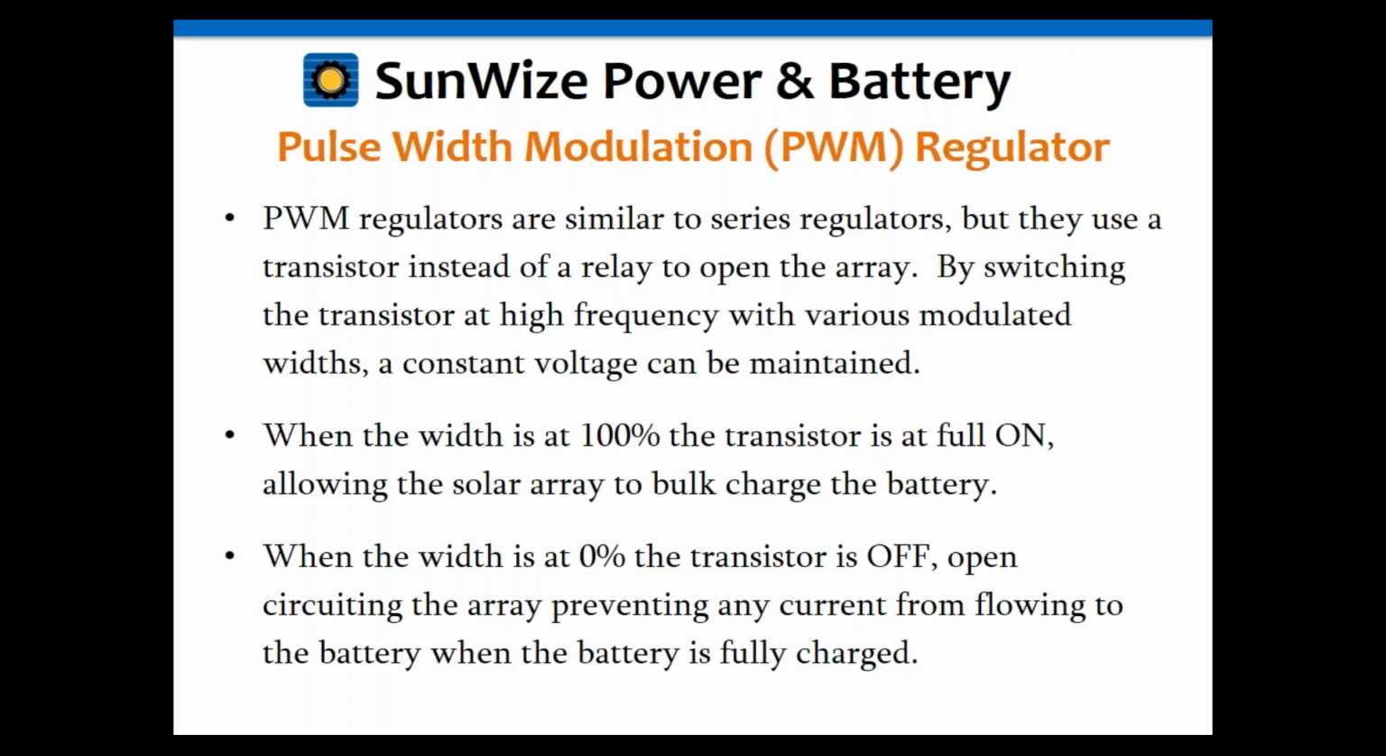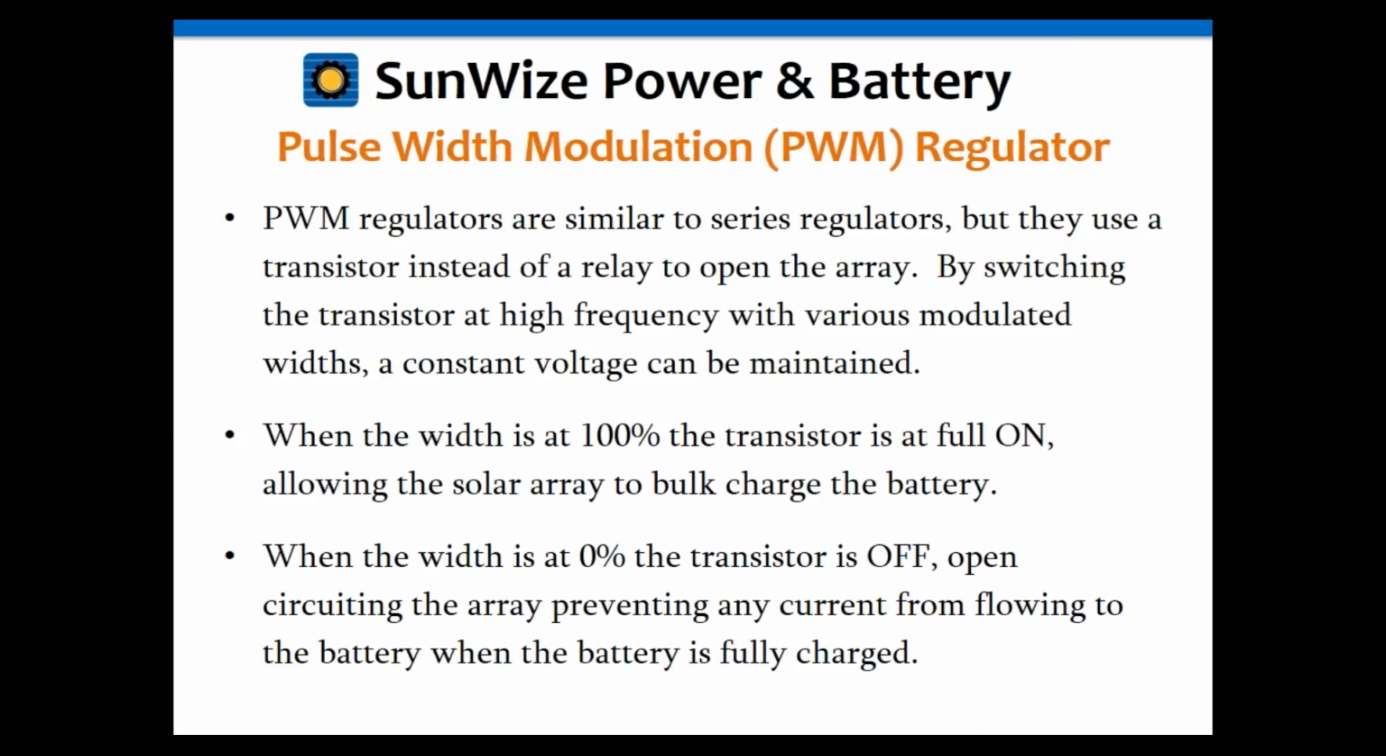So the next evolution from the shunt to the series to now the pulse width modulator regulator. Basically, the pulse width modulator regulator takes a series regulator and adds a transistor to that series line. And what it does is it'll switch that transistor at high frequency. I mentioned the pulses were anywhere from minutes to seconds. Well, these transistors operate usually in the kilohertz range, very fast.